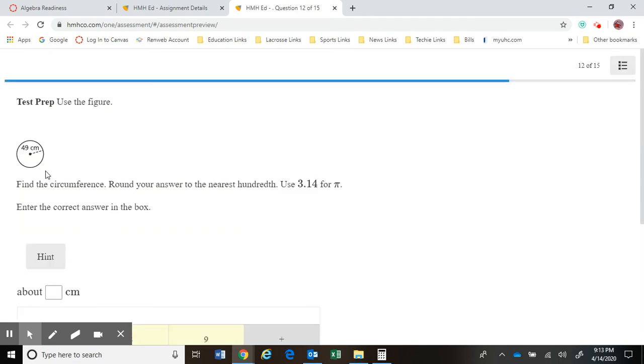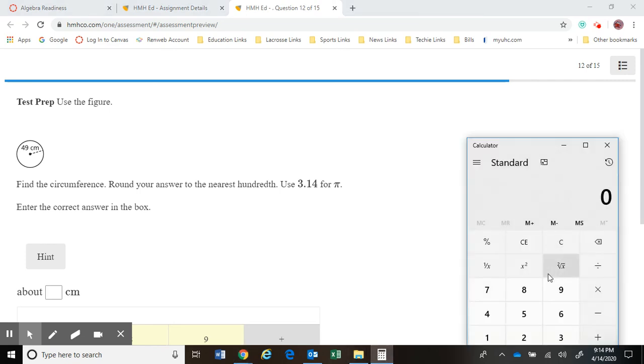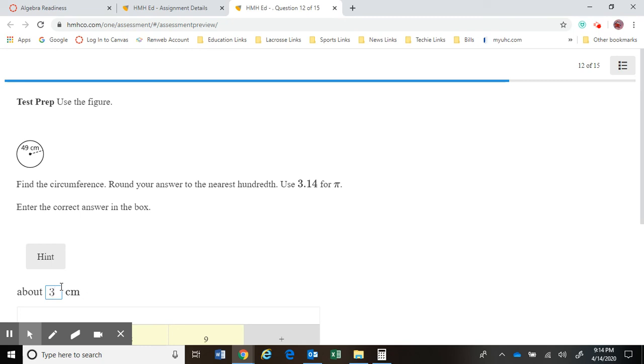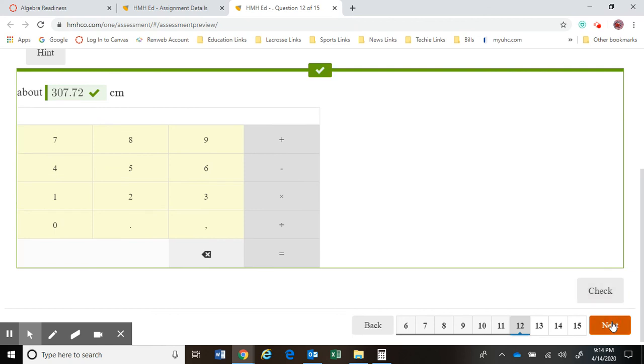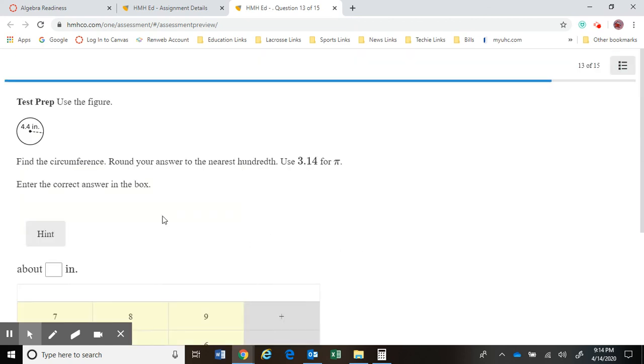All right. Number 12. Again, this is just another, okay, 49. What is that? That's your radius, right? So, and I need to double that. All right. 49 times 2, that is 98. So 98. And of course, I'm multiplying times 3.14. And there's my answer. Okay. And it says round units in years hundredth, which is already in. So 307.72. And we got it.